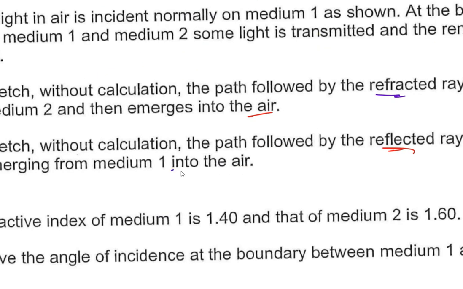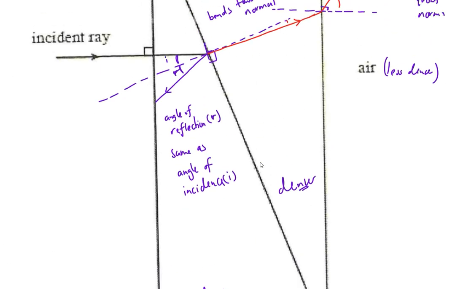And then we need to draw when it's emerging into the air. Same thing, emerging into the air, we need to draw a normal here. And what happened in this case? Where is it going? It's going out. So therefore it's going to bend away from the normal.